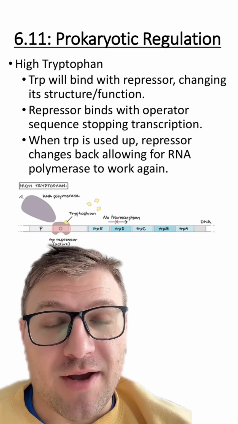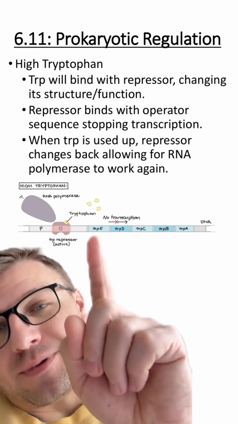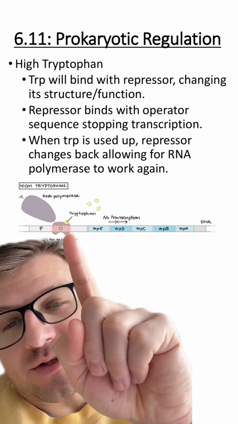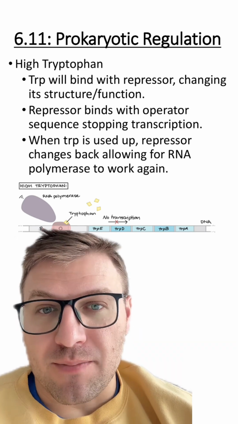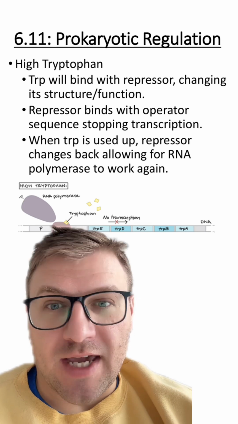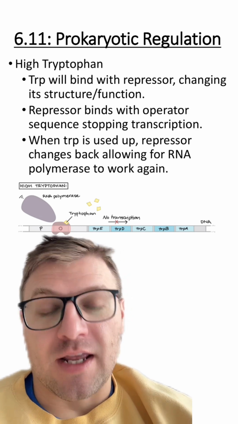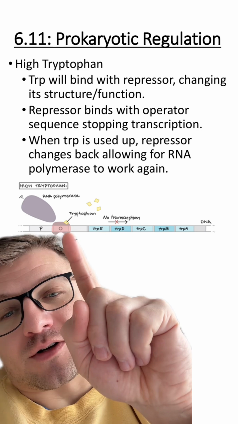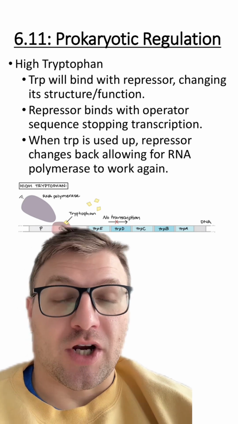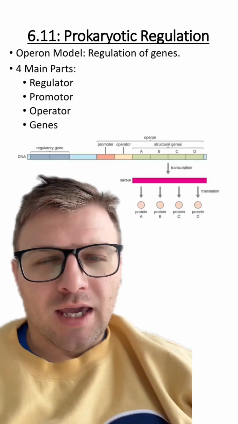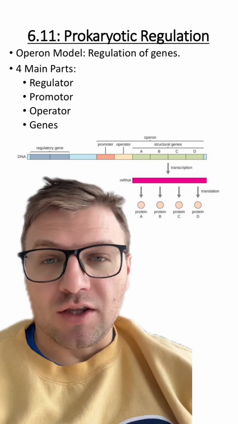However, when there are high amounts of tryptophan, the cell doesn't need to keep on making tryptophan, it has enough. So what will happen is the tryptophan will bind to the repressor. The repressor will then bind to the operator. Once the repressor binds to the operator, it's going to stop transcription because again, the cell has enough tryptophan. Whenever the cell uses up the tryptophan, it's going to unbind from the repressor. The repressor then will unbind from the operator, allowing RNA polymerase to transcribe the genes to make more tryptophan. It's important to remember that operon models or operons are going to be found in prokaryotic cells, not eukaryotic cells.